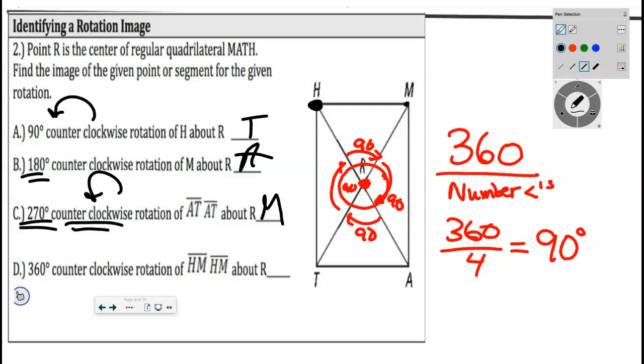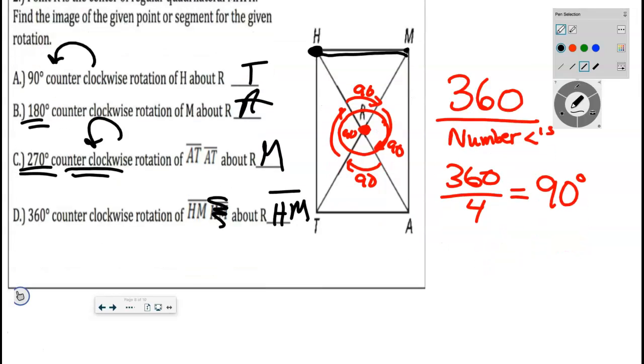The last one says a 360. What does a 360 do? A full turn, correct? So HM is this line segment, but if I'm doing a 360, it's going to land on itself, all right?